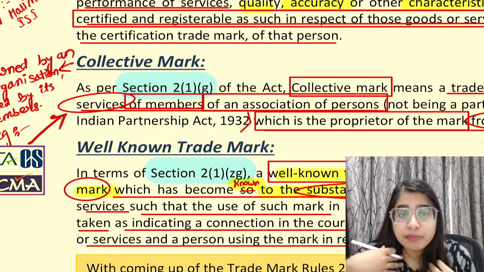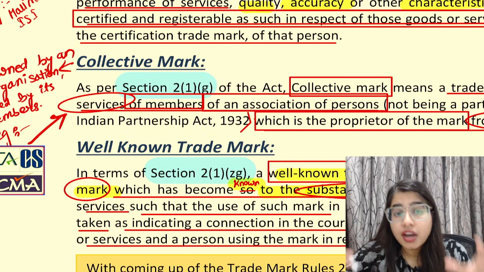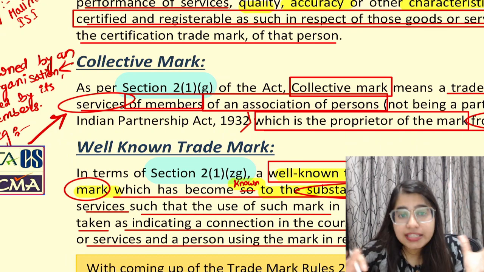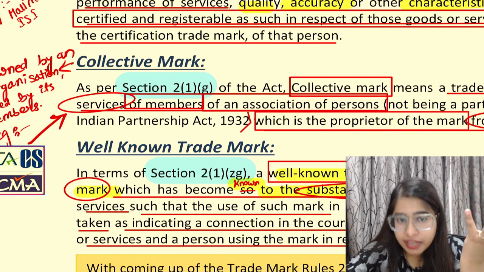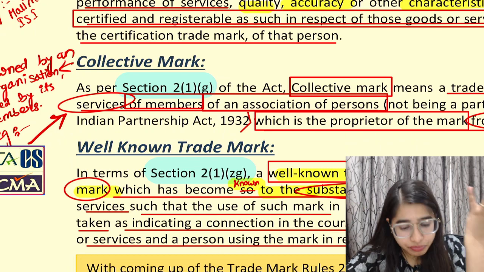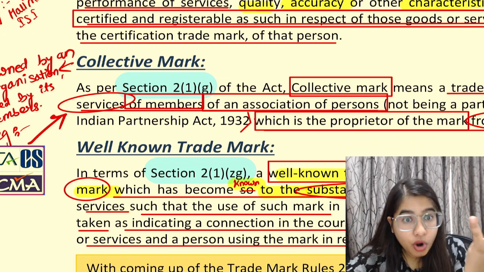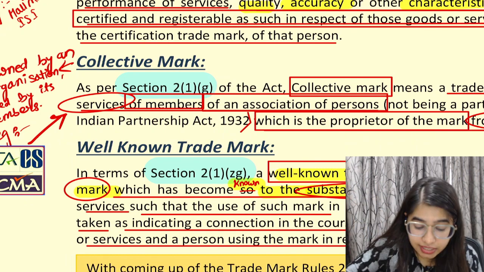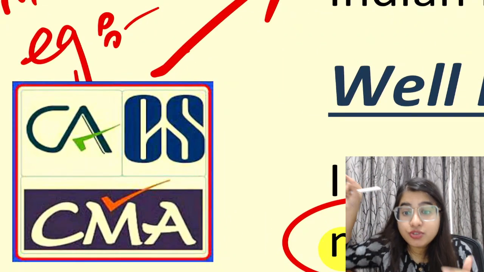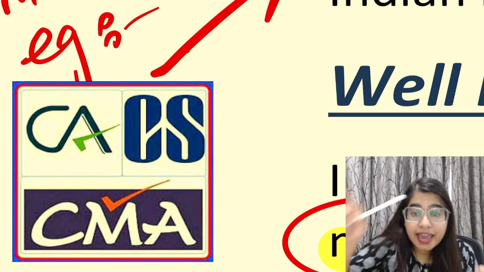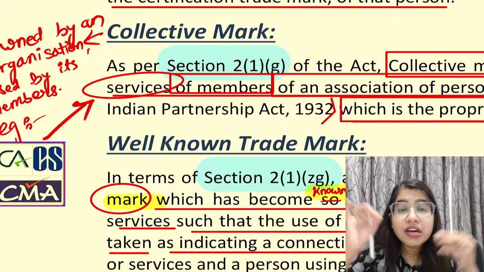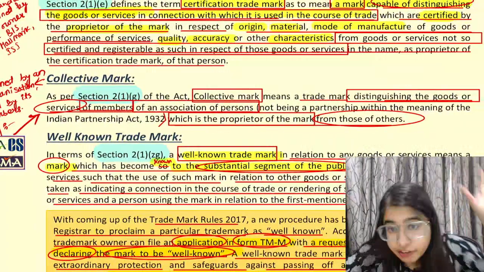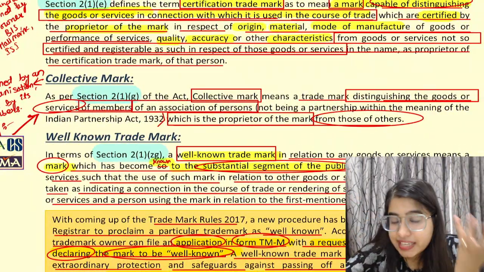Is CS my trademark? No. CS is a collective mark. Collective mark means it is the mark of ICSI. ICSI is an organization, it is the body, and the trademark CS, these two letters which you see, CS, is a collective mark of the whole body ICSI.